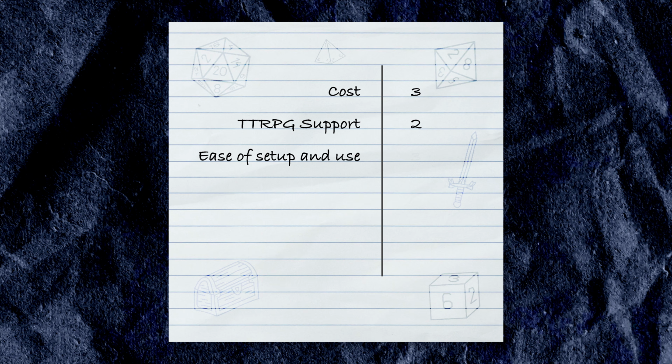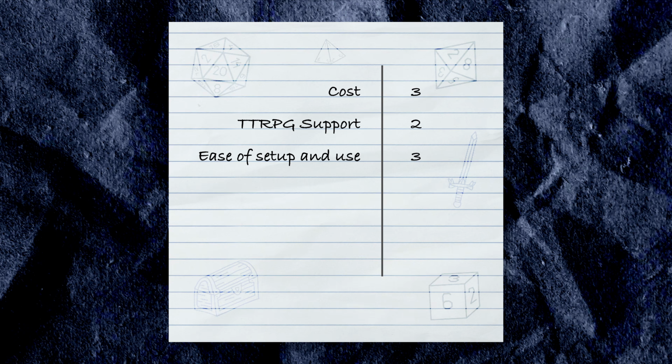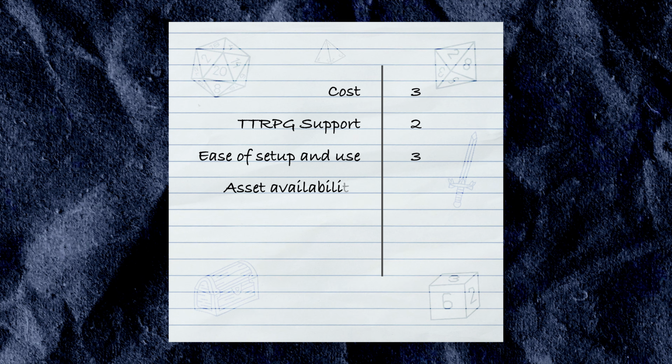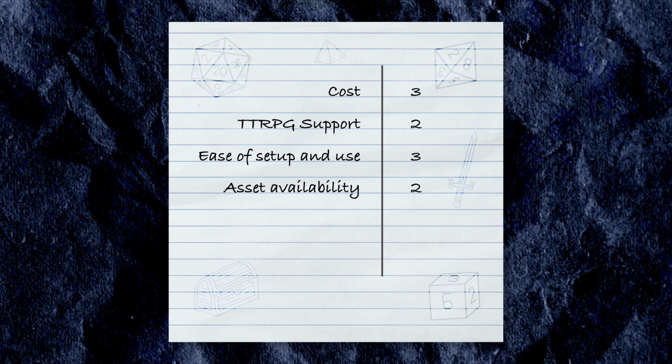Ease of use and setup is a 3. No one actually has to sign in, you can just throw down a map and some tokens and get going. Everything is really clearly laid out and I found it very easy to use. Asset availability is a 2 because it doesn't come with many assets, but 2D assets are easy to find. Most of the 2D map makers will get this score.